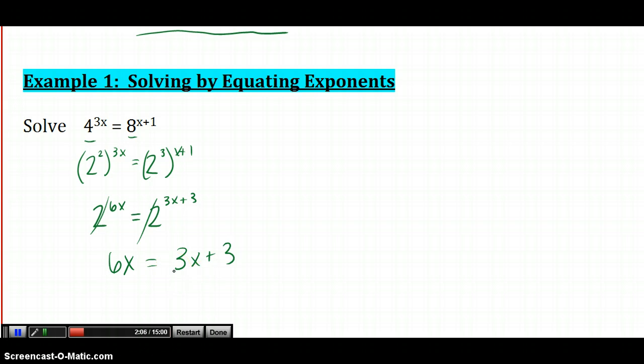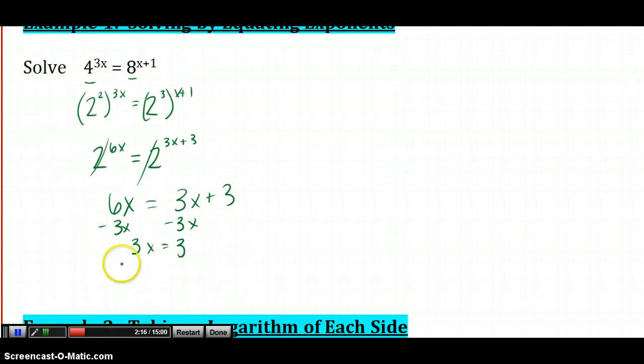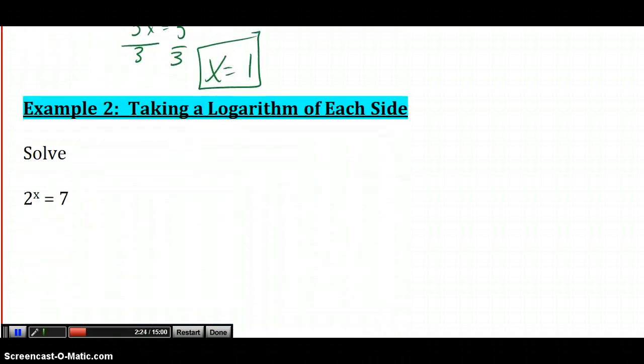Now all you have to do is solve for x. So subtract 3x to this side. So you have 3x equals 3. And then last step, divide by 3, and x equals 1. Pretty simple. Let's do another example.